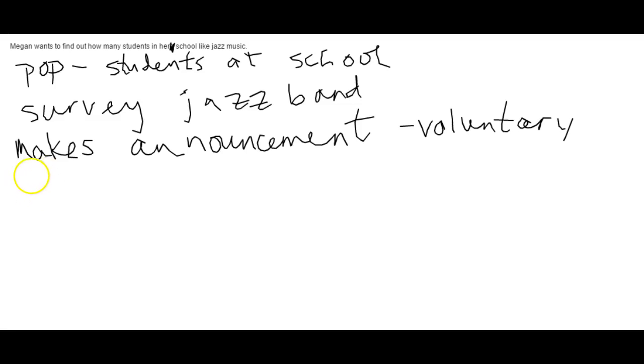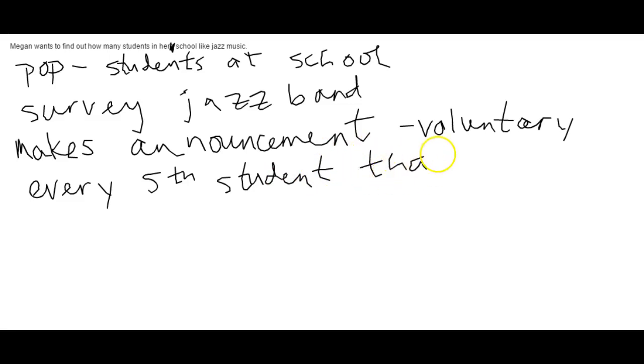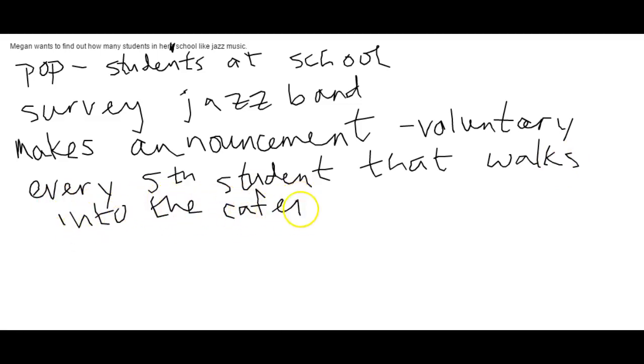She also could do a survey of every 5th student that walks into the cafeteria. So for this one, this can be a good method of collecting data. Kind of depends on the school. If the school is, for example, an open campus where people get to leave for lunch, this might not be a great survey. But if everyone has to go to the cafeteria to eat their lunch, this would be a good survey. So this one can be good or bad depending on the situation.